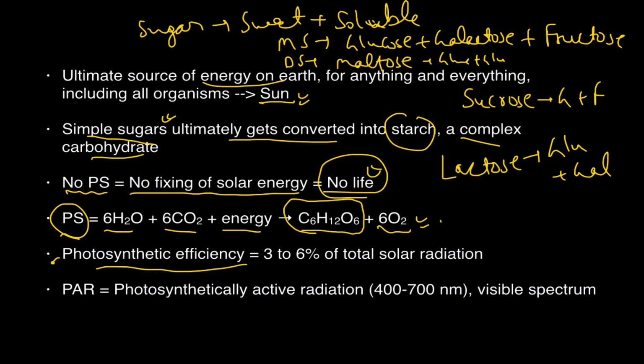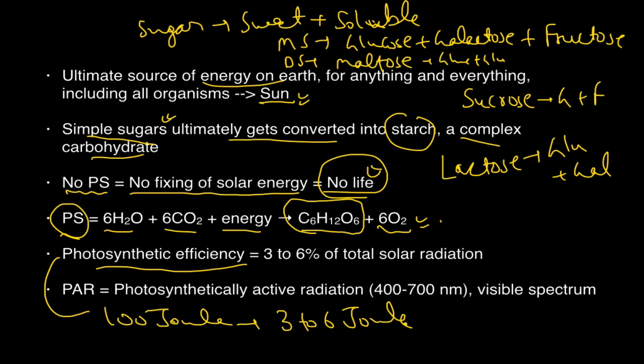Photosynthetic efficiency क्या होती है? Let's say 100 joule of energy is falling on earth, out of which 3 to 6 joule will be converted into the plant product, that is glucose. So that is the energy which is captured. So that is the only efficiency.